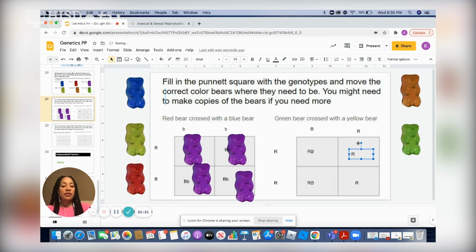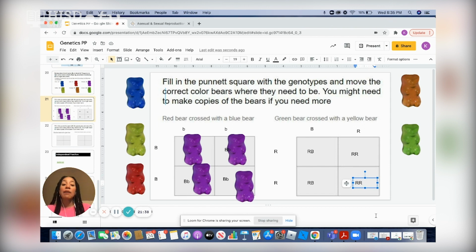capital B. And then I'm going to do the same thing for this capital R at the top. I'm going to place it in the two boxes beneath it. And then again, one more time. So we started with a green parent and a yellow parent. Now let's see what type of offspring they made when we combined their genes.